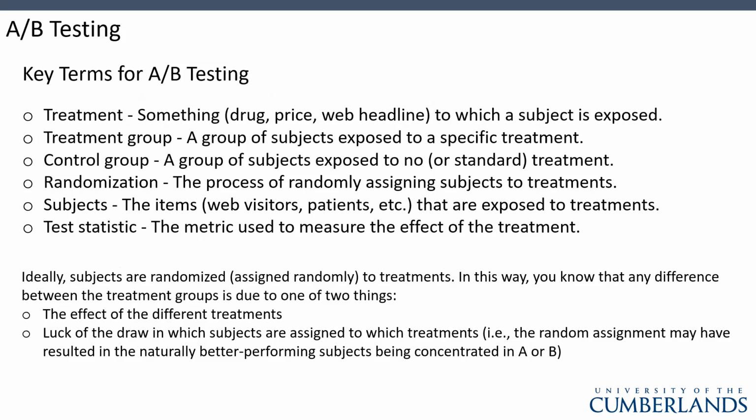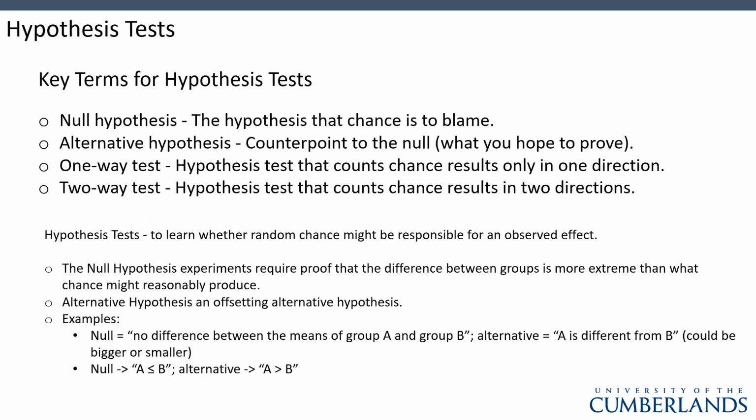These are some of the key terms for A/B testing: treatment group, control group, randomization, subjects, and test statistics. These are some key terms for hypothesis testing: null hypothesis, alternative hypothesis, one-way test, and two-way test.